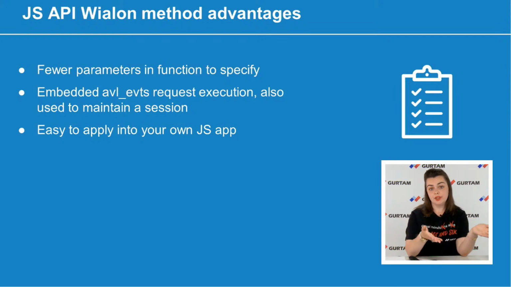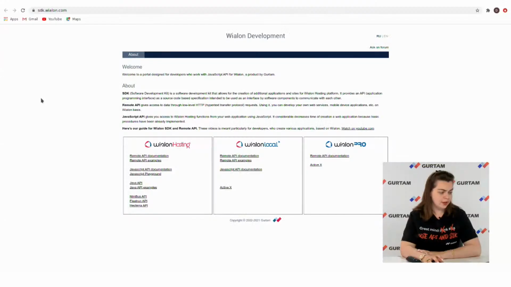Let's move on to the documentation and examples. We will look through, step by step, what we need to work with the Wialon JS API. So now I will show you my screen. I hope you see my screen well, and you can find all necessary documentation and information at our site sdk.wialon.com. Here is the section about JavaScript API documentation and JavaScript Playground.